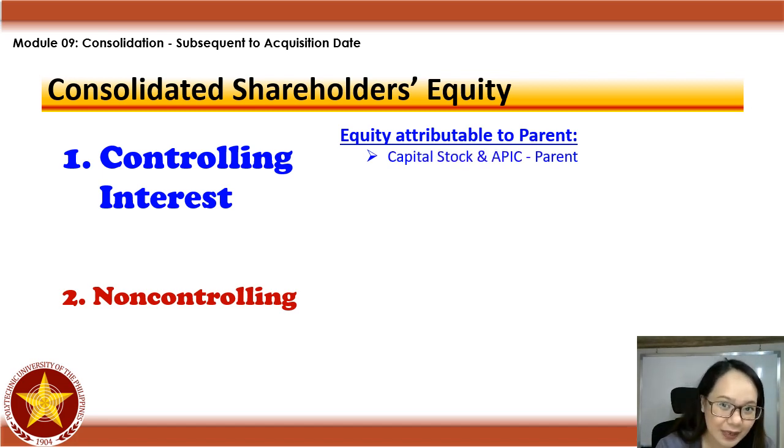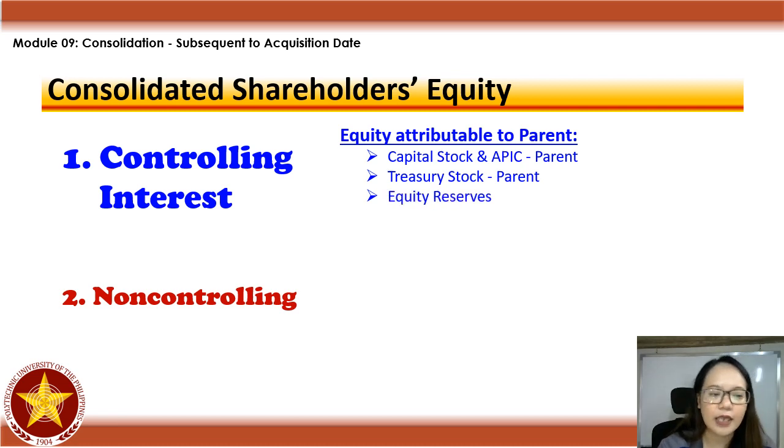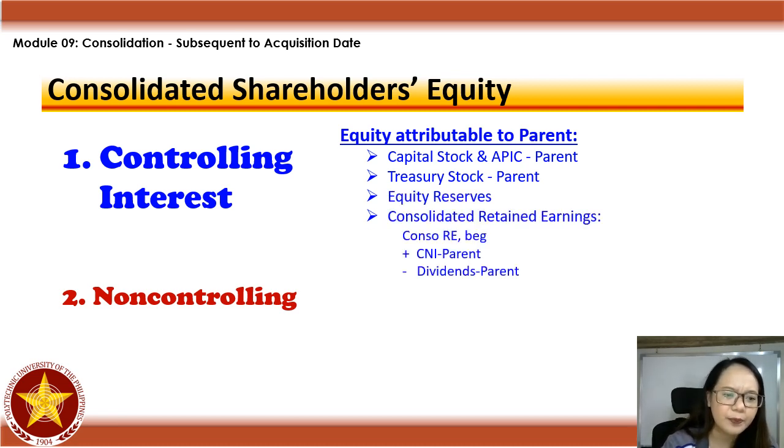Kasi di ba in-eliminate mo si subsidiary. So, kay parent lang to. The treasury stock, kung meron ni parent lang din to ulit. Equity reserves ni parent muna. And then your consolidated retained earnings, which is attributable to parent pa din ito.